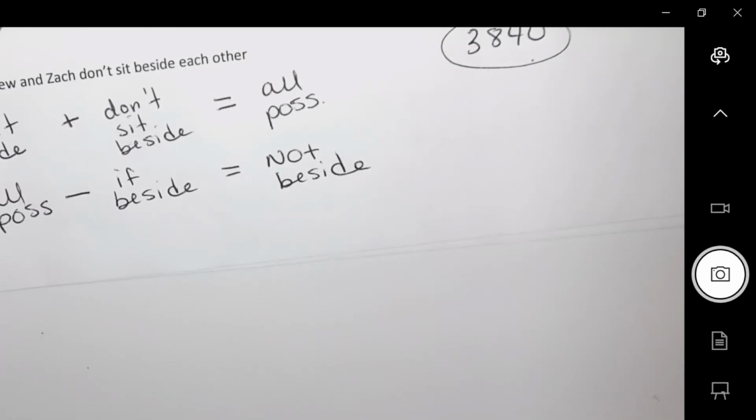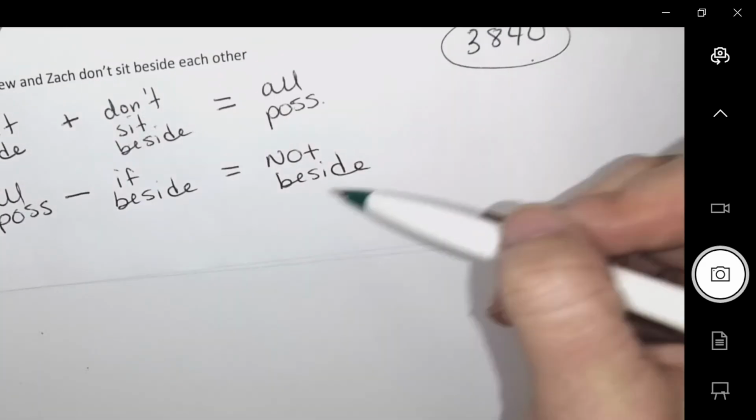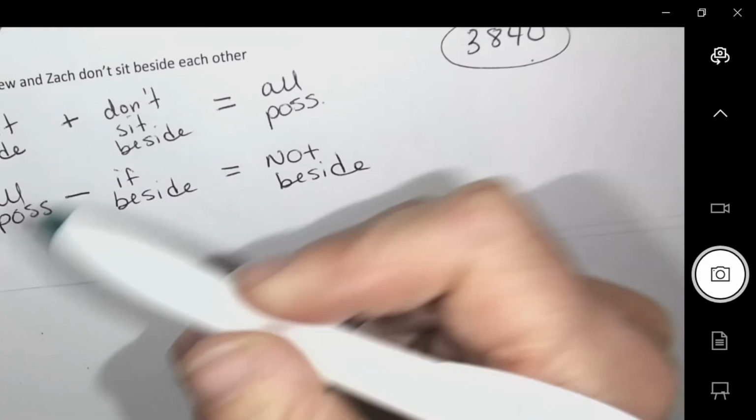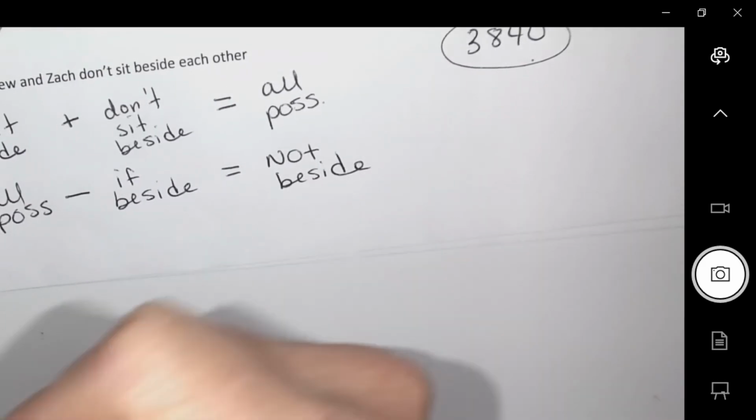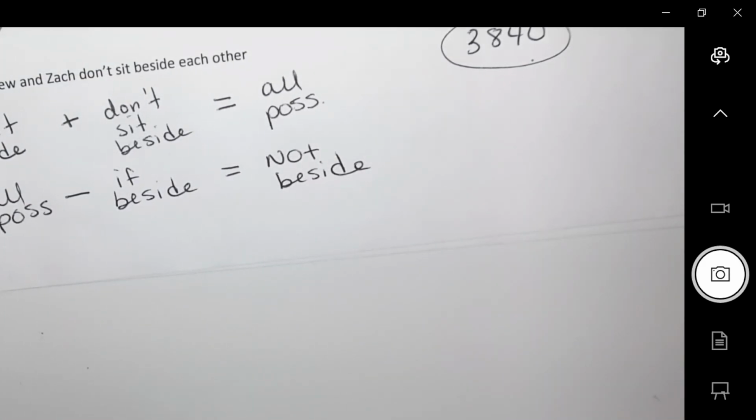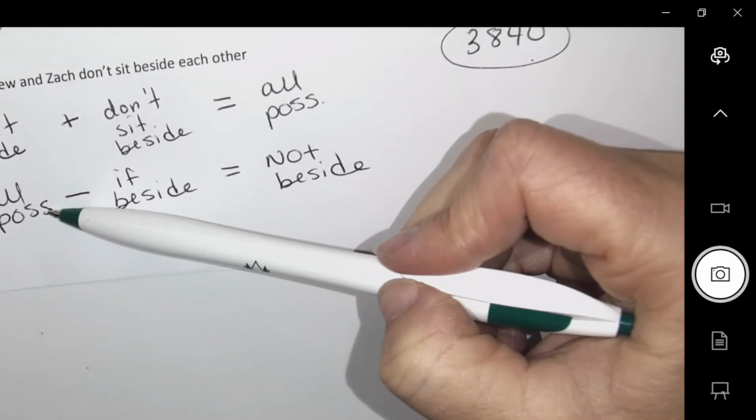Okay, does that make sense? They're either going to be sitting beside each other or not sitting beside each other. Okay, so this is what we call in math the complementary event. It's figuring out 1 minus the opposite event, or all minus the opposite event. Okay, all possible.